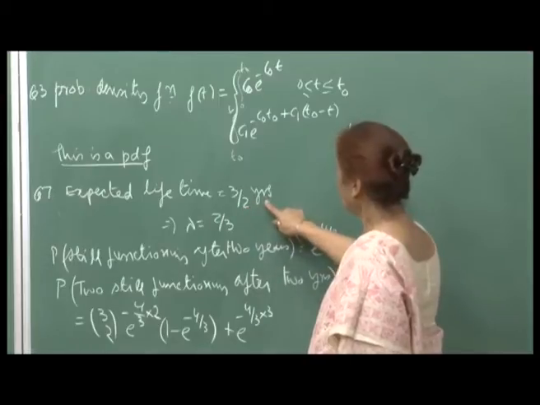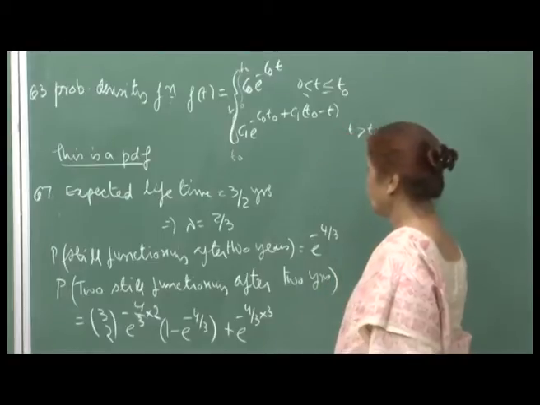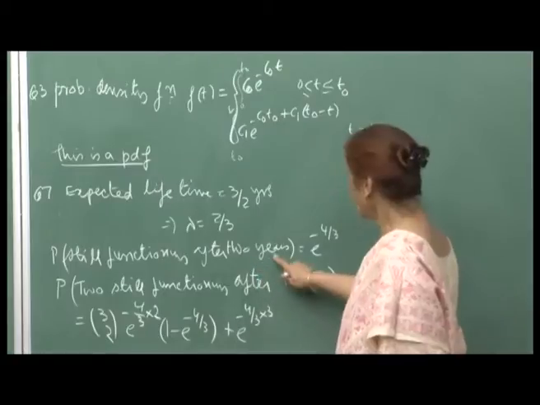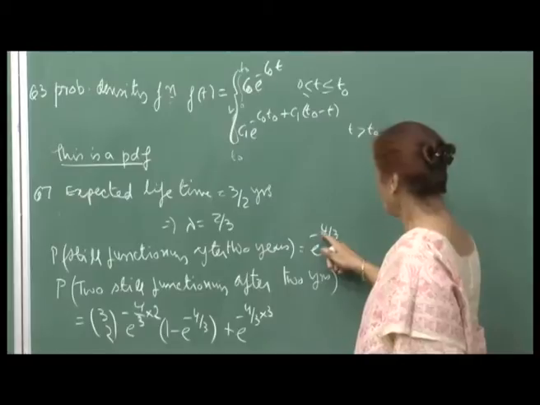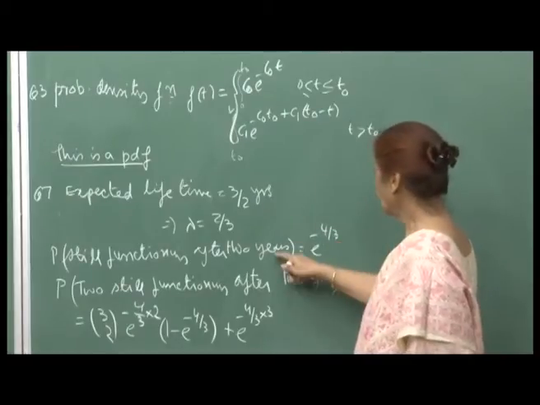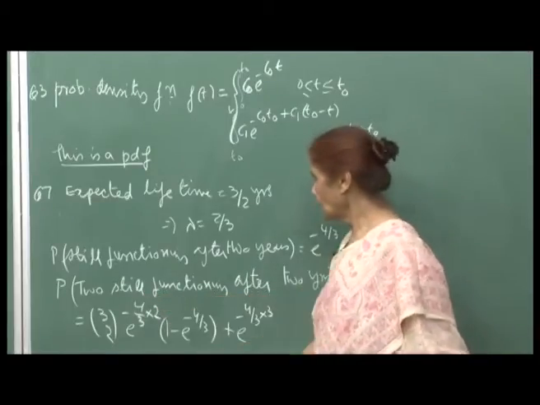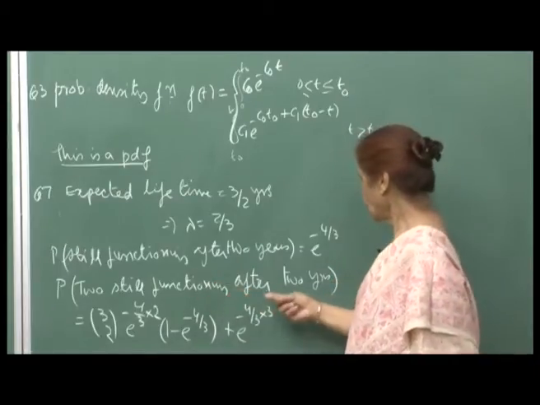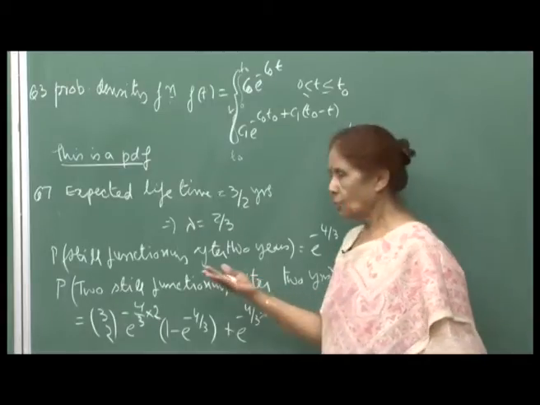Now, let us go to the next problem. Question 7: expected lifetime is 3 by 2 years, which means that lambda is 2 by 3, again exponential failure law. The probability that it is still functioning after 2 years will be e raised to minus lambda t, which is minus 4 by 3 after 2 years. So, this will be e raised to minus 4 by 3. Now, you want the probability that 2 are still functioning after 2 years at least.